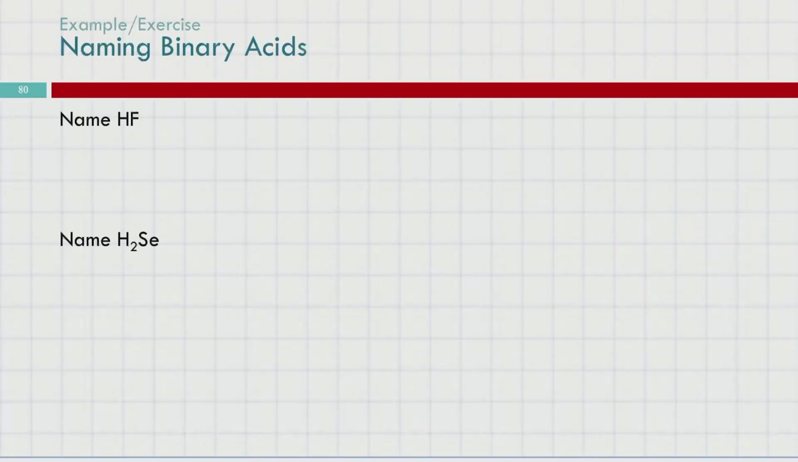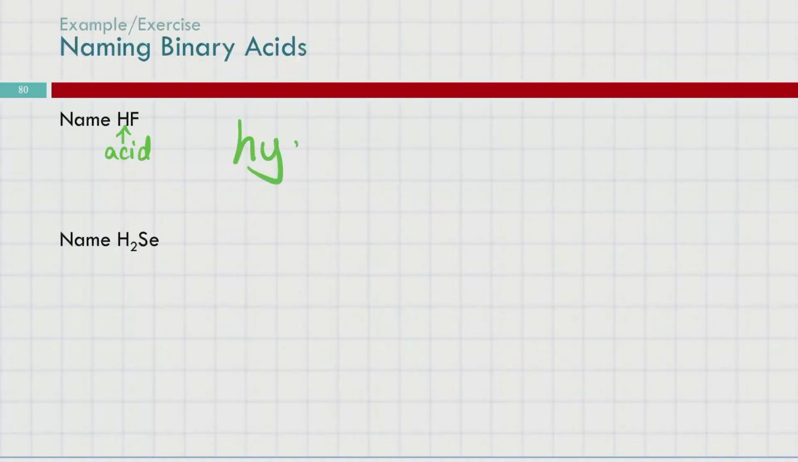All right, HF. HF is a binary acid. A couple giveaways that it's a binary acid: the top of the page says naming binary acids. Also, there's only two things. There's an H in front. That means it's an acid.